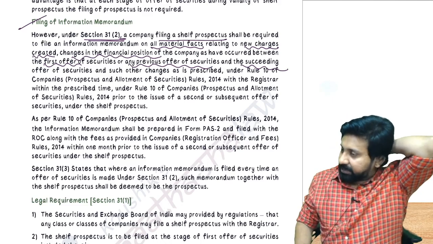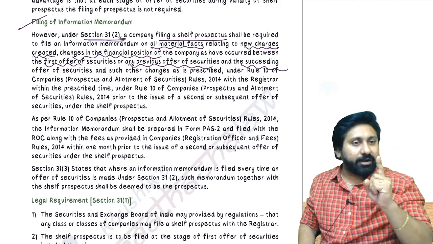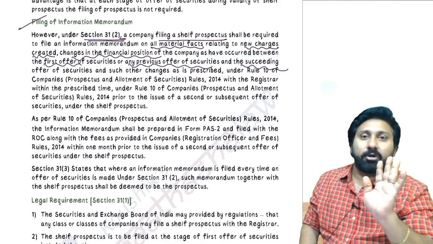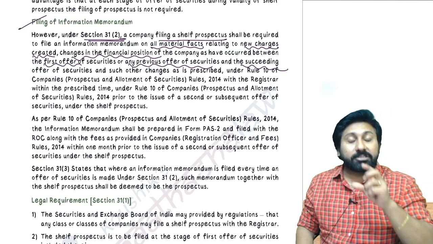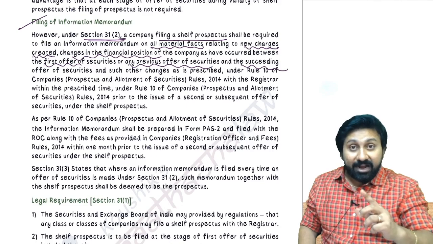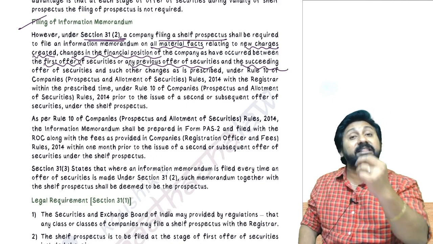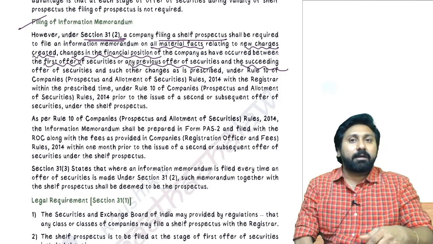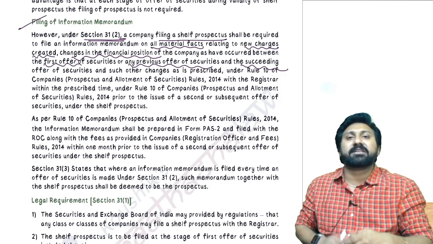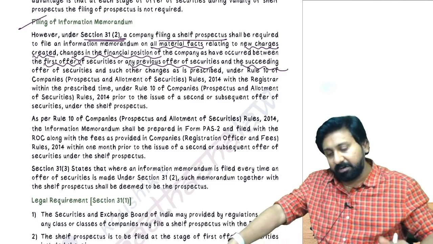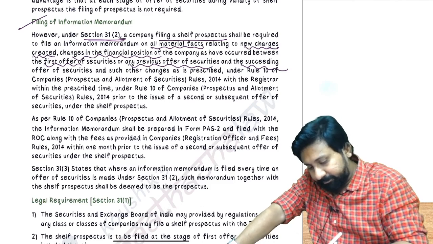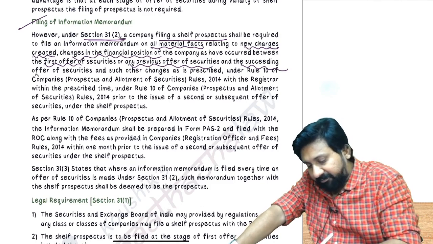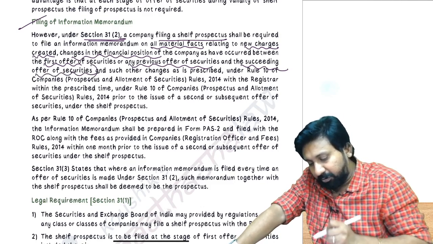December 1st, the first offer started. In January, another public offer we are going for. Again we have to issue a prospectus? No need. But in this 1 month gap, some important changes happened. That important information will not be in the prospectus because it was printed before this event happened. But the next coming person should know about this. That's why we will file an information memorandum, between the first or previous offer and the succeeding offer of securities.